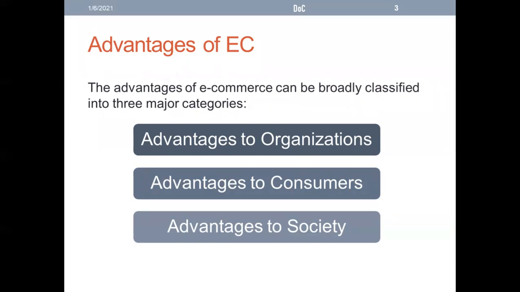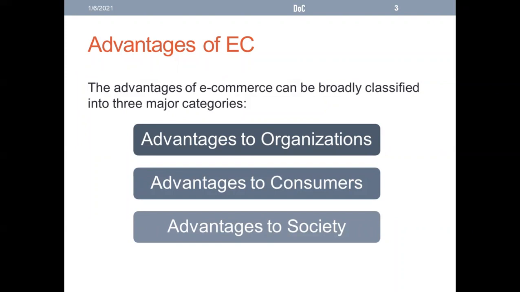I can explain them, but before that, what are the advantages that we can see as the organization? If we look from the perspective of the organization, what kind of advantages can we gain through e-commerce? Any suggestions, any ideas? Less physical shop cost. Yes, it's a shop cost. You can explain further, please.